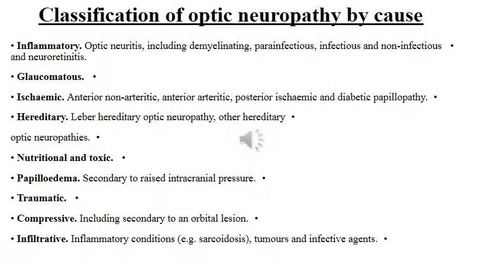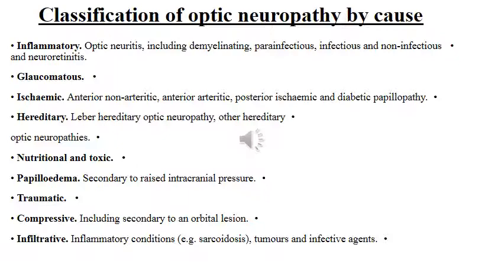Ischemic is either anterior or posterior ischemic optic neuropathy, divided into the non-arteritic and arteritic variety. Diabetic papillopathy is another type of ischemic optic neuropathy, which is common. Hereditary optic neuropathy is a very long list of optic neuropathies. Mainly our interest is in Leber hereditary optic neuropathy.